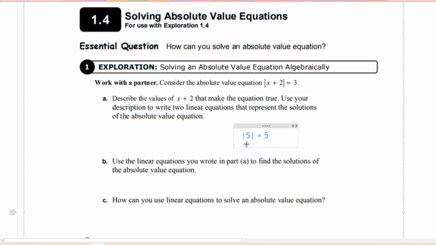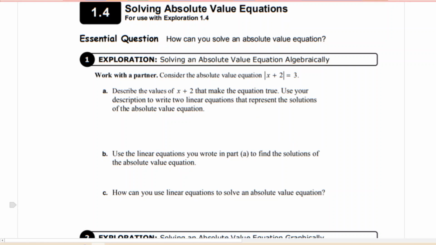Well, 5 is already positive, so the absolute value of 5 is in fact 5, which leads us to realizing that the absolute value of anything has got to be greater than or equal to 0. In other words, it cannot be negative.